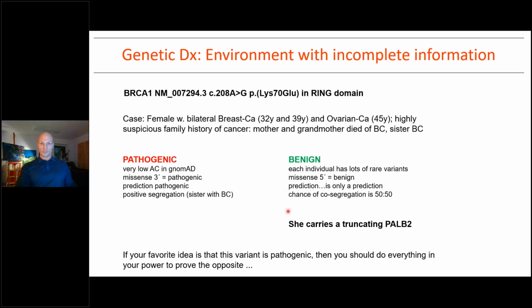But moreover, this person also carried a truncating, clear-cut class 5 variant in PALB2. I don't say that this variant is benign. It could be that this woman carries two pathogenic variants. But if I had not found this PALB2 variant, I would maybe have been more inclined to report this as a pathogenic one. So this is what I mean with: don't try to solve the case.